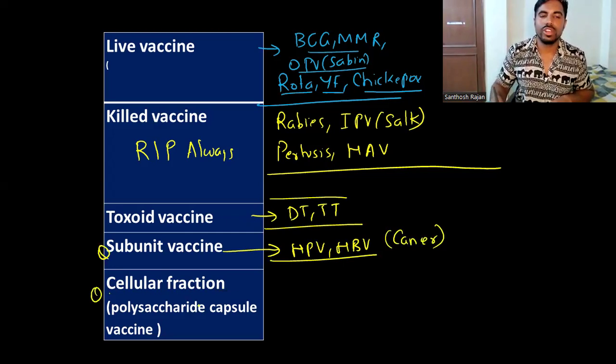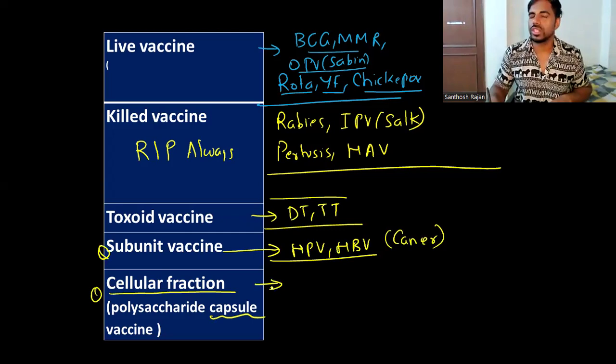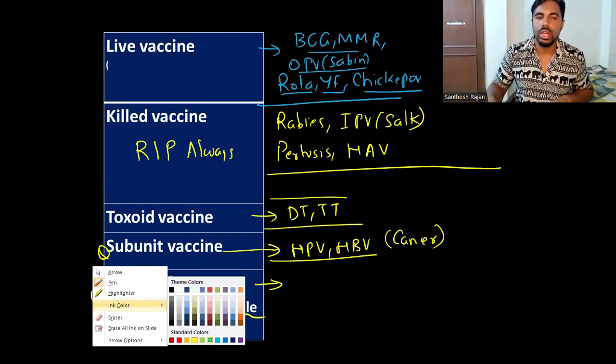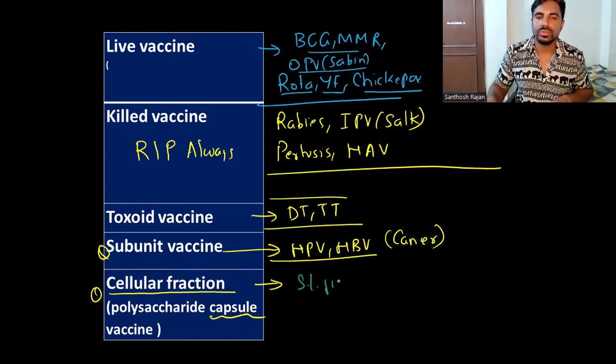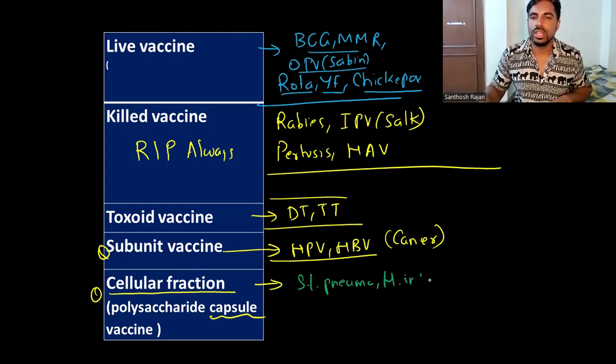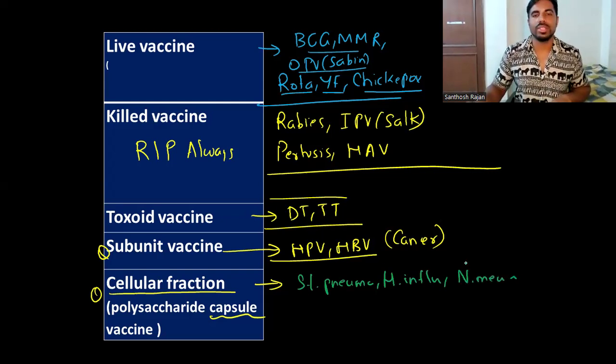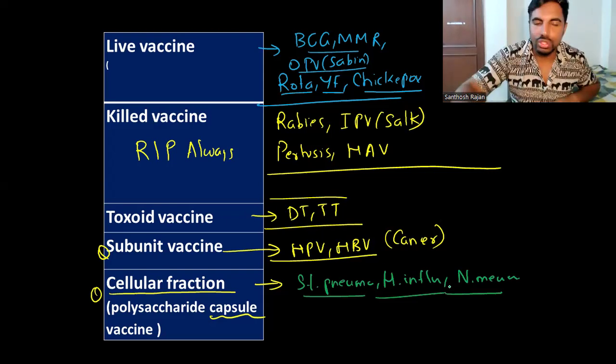Then the cellular fraction. Cellular fraction means anything with a capsule, protecting the capsule. So which are the vaccines that are cellular fraction? That means only the capsule. You should remember the capsular bacteria. The common bacteria we're talking about are Streptococcus pneumoniae, H. influenzae, which also causes meningitis, and also Neisseria meningitidis, which also causes meningitis. So these are the cellular fractions. They have come in recent exams, that's why I've added this. Okay, this is super for revision.